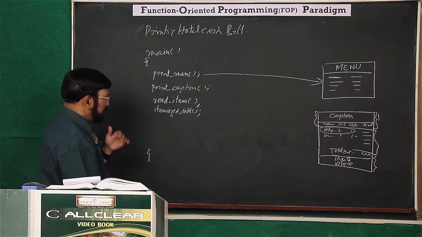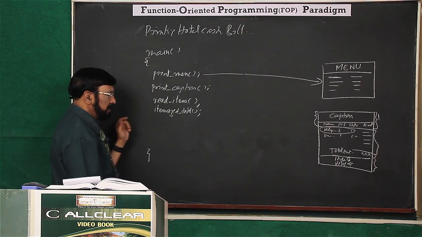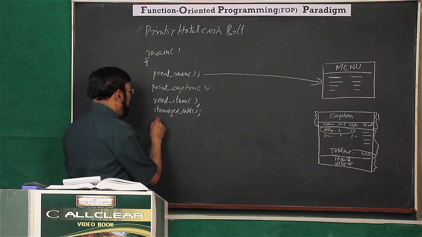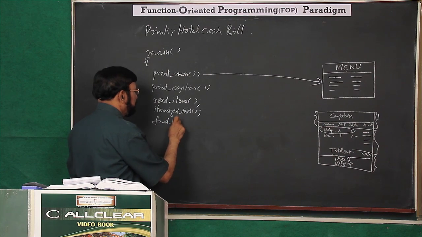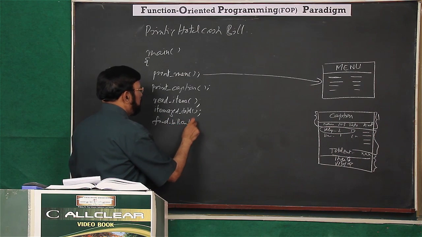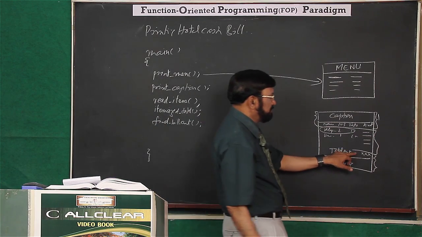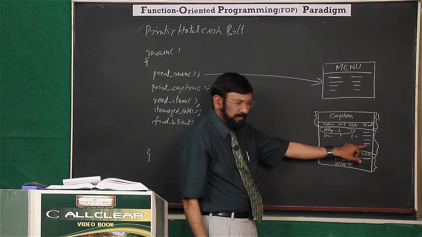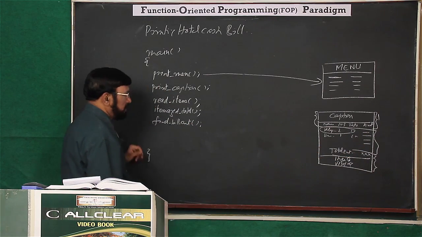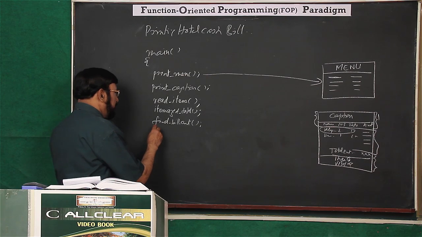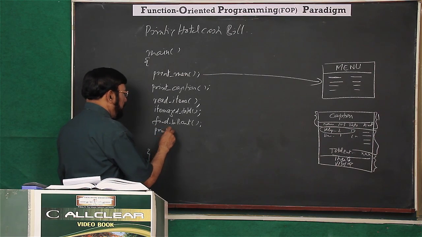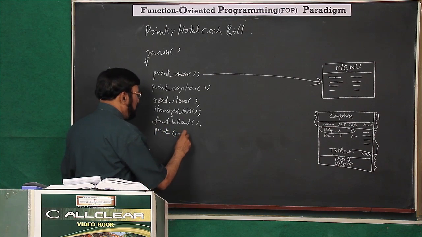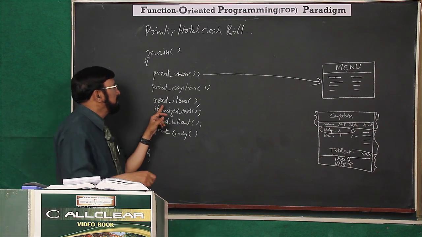After itemized total, what is required? This is find bill amount. Find bill amount means the sum of all this column is the bill amount. Then print body. These are mere calculations.